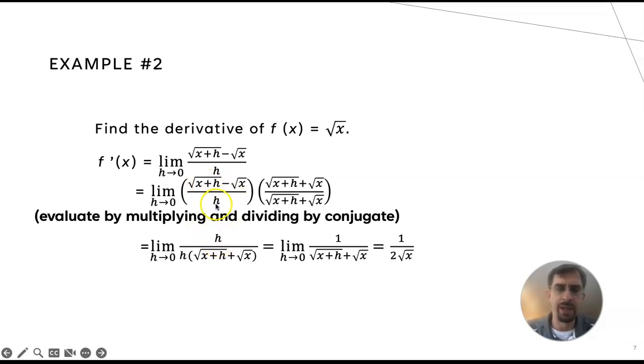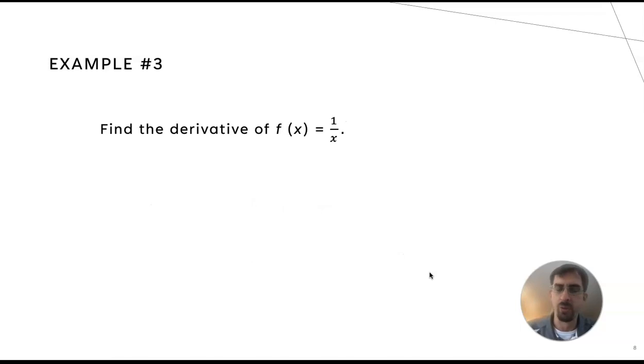In my denominator, I'm going to leave that alone as h times square root of x plus h plus square root of x. All right, and now I can reduce out that h, and I'm left with limit as h goes to 0 of 1 over square root of x plus h plus square root of x, which becomes 1 over 2 square root of x. It's a very common derivative that we'll be using quite frequently, so kind of put that in your memory bank. Don't worry, you'll get plenty of shots at it.